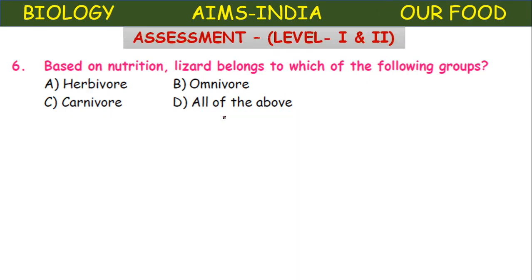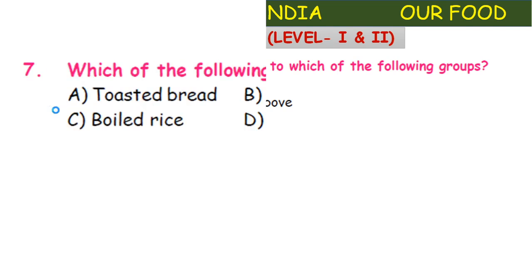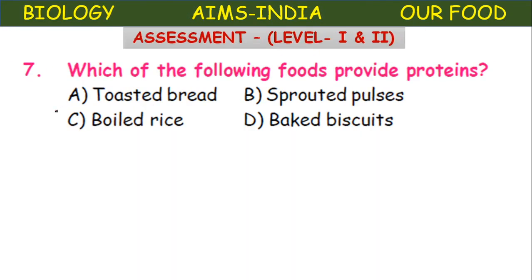Based on nutrition, lizard belongs to which of the following groups? Herbivore, omnivore, carnivore, all of these. A lizard eats insects, so it is a carnivore, insectivore. Which of the following foods provide proteins? Toasted bread, sprouted pulses, boiled rice, baked biscuits. So it is the sprouted pulses which provide proteins, remaining all carbohydrates rich in.